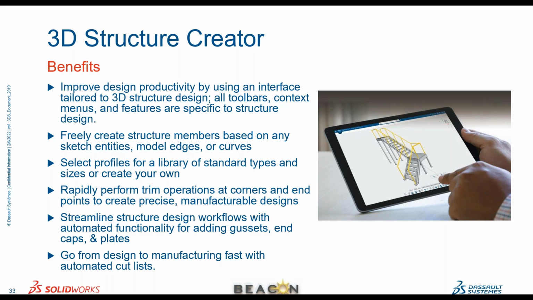If you want to add more structural members, more structural profiles, that can be added. You can use model edges, a basic reference 3D model, to create a structure. You can select different profiles from the extensive library that we have. You can rapidly perform different trim operations at corner ends. You can streamline the structure design workflows with automated functionalities like adding gussets and plates, or any caps. So basically you would go from design to manufacturing very fast in this particular tool using automated functionalities.